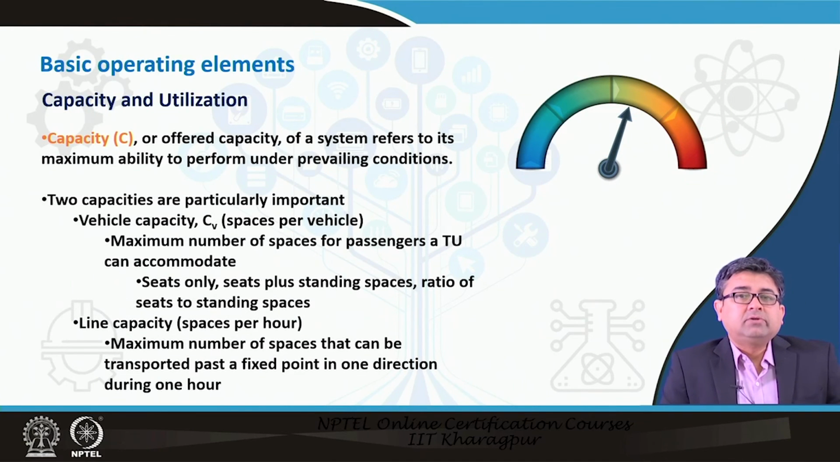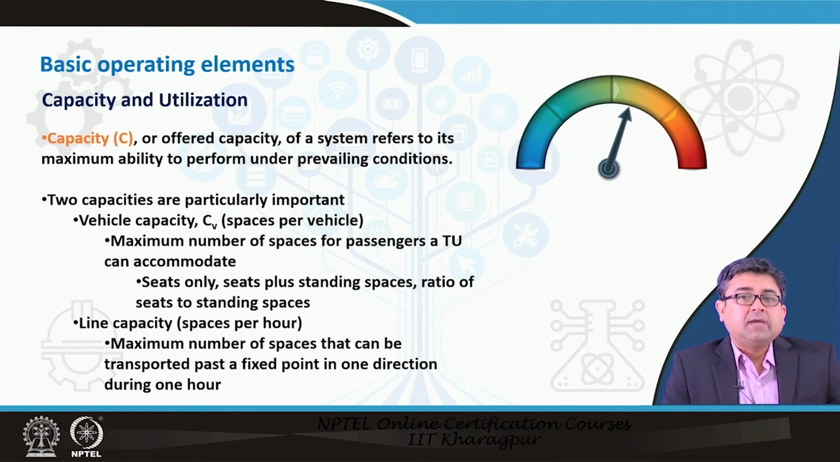The last two elements to remember in this lecture are capacity and utilization. The capacity, or offered capacity, of a system refers to its maximum ability to perform under prevailing conditions. Any transit line would have a capacity to operate n number of TUs, and a capacity to move n number of people from point A to point B. That is essentially what is called offered capacity.